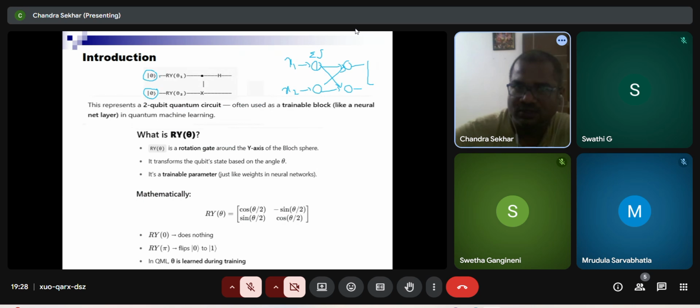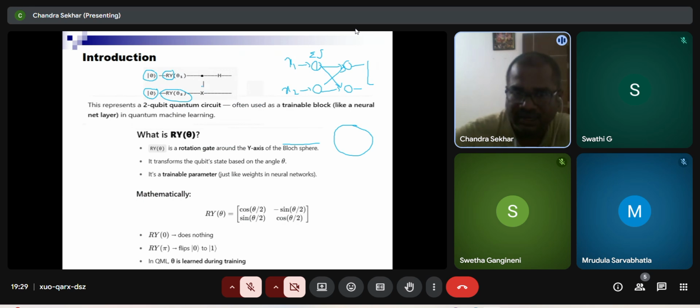Same here also. When you feed in, RY means it will rotate the data. Next, here also you are rotating the data. That's the way you see it on the Bloch sphere: there is a sphere, and that's the way you operate on the data. So these are the various operations. Here you are performing summation and activation; same here, it is performing various operations and giving the output.